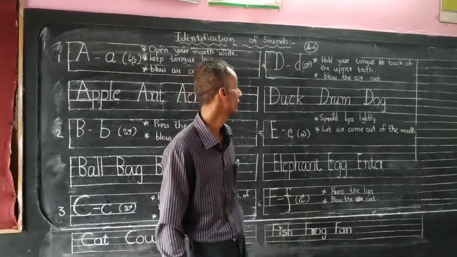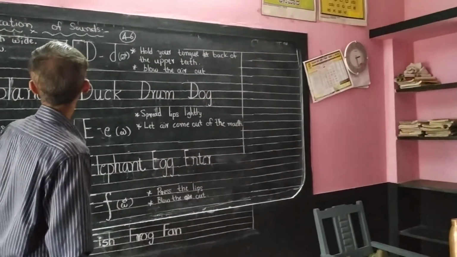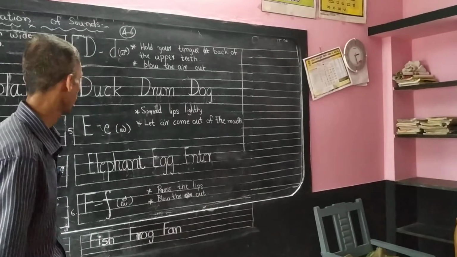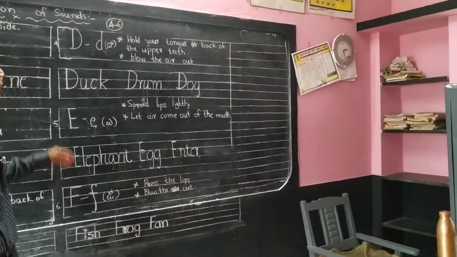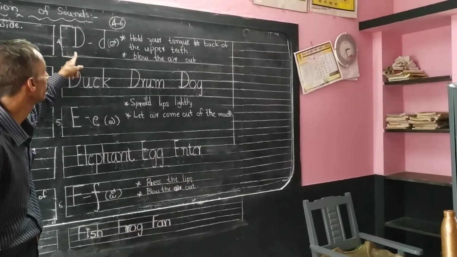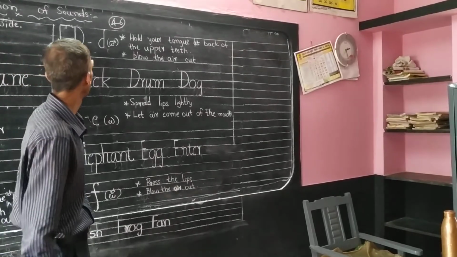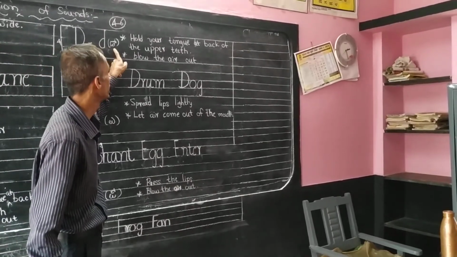Children, today we will discuss identification of sounds. We have already discussed three letters and their sounds. Today we will start from D. It produces the sound of D.